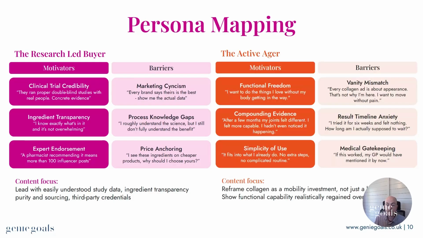Our second one is the active ager, so a slightly older demographic, slightly different kind of creative strategy that you might need. So different motivators and barriers. From a motivator perspective, we might be looking at things just about making my day-to-day more functional. I want to do the same things I've always done. I don't want to have to stop doing them just because of my age. It might be looking at that change over time, like that they might be taking more than one supplement. It's that compounding evidence of taking different things to help them age gracefully, and simplicity of use.